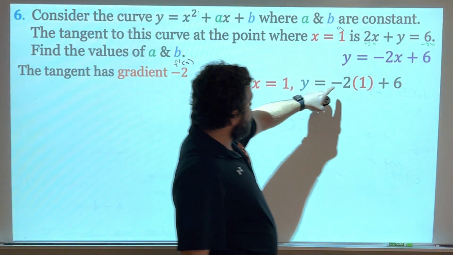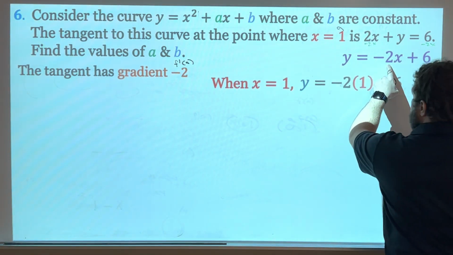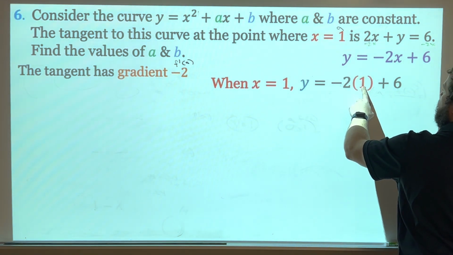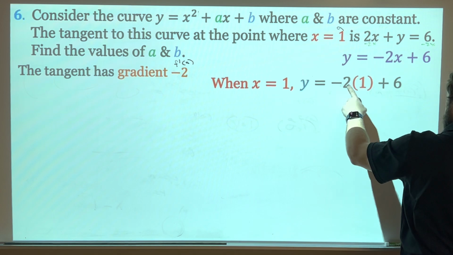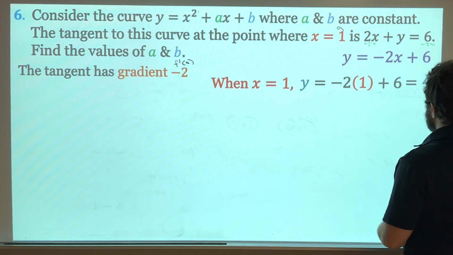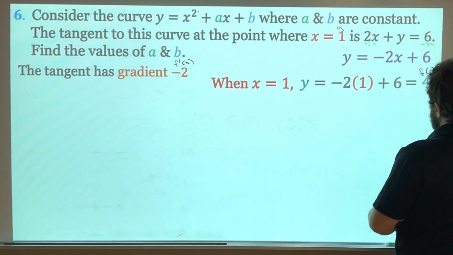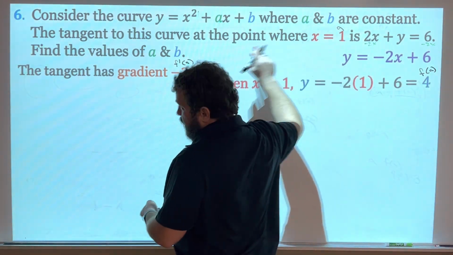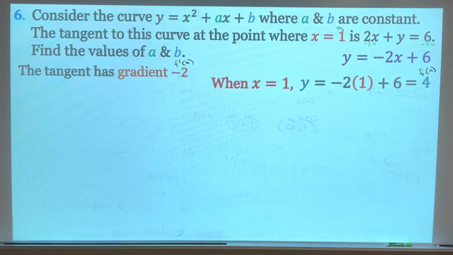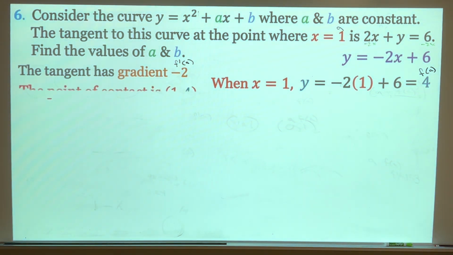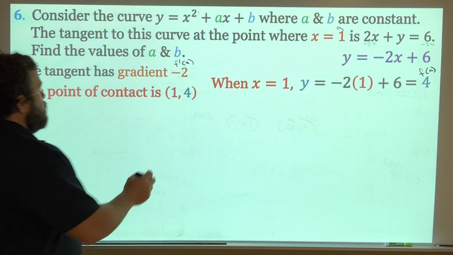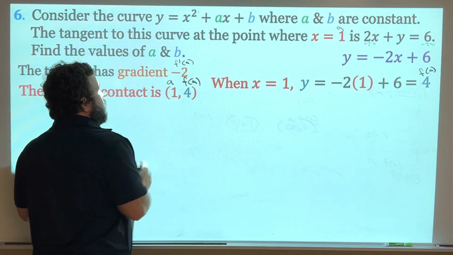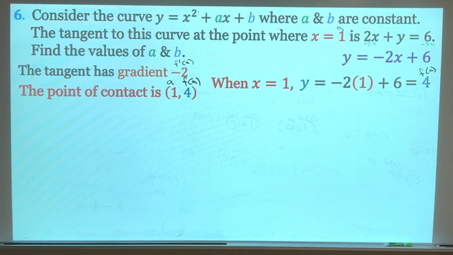Y equals negative 2, not the original, the derivative, times the original, times 1 plus 6. 6 minus 2 is 4. So this is my f of a. So I got f of a, I got a, and I got f prime a. All right? I got my point of contact, a, f of a.